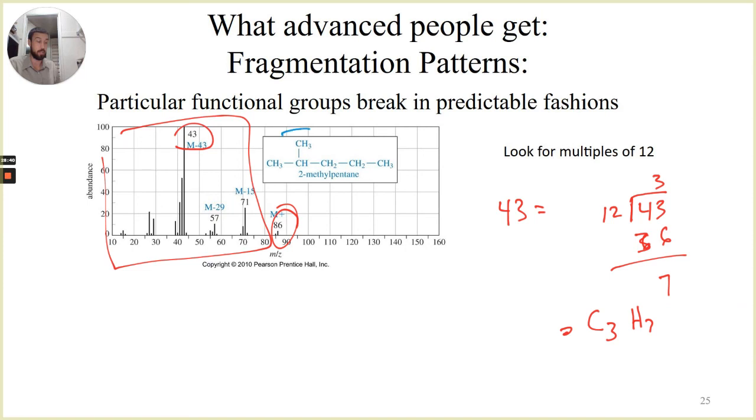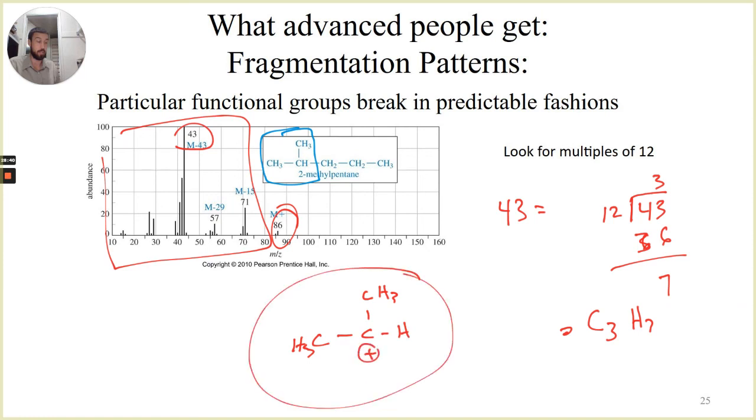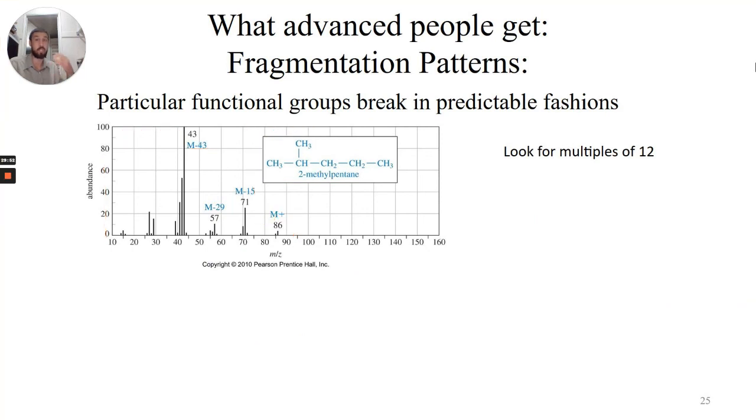Give you a big old hint. 3 carbons and 7 hydrogens. Why would I expect to see a lot of this piece? Well, that's a secondary carbocation. That's the most stable carbocation I could form. There it is. That's how we're getting these pieces and how they're coming about. So the fragmentation pattern can help you kind of predict these things.